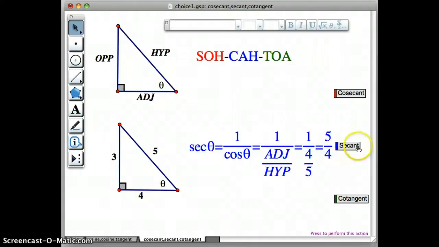The next one is your secant function. When dealing with secant, you're going to be dealing with the reciprocal of cosine. So the secant of theta, or your angle, will be equal to 1 divided by your cosine function, which will be equal to 1 divided by the adjacent side divided by the hypotenuse side of a right angle triangle. In this example, that is 1 divided by 4 divided by 5, because 4, remember, is your adjacent side and 5 is your hypotenuse, which will then equal 5 over 4.